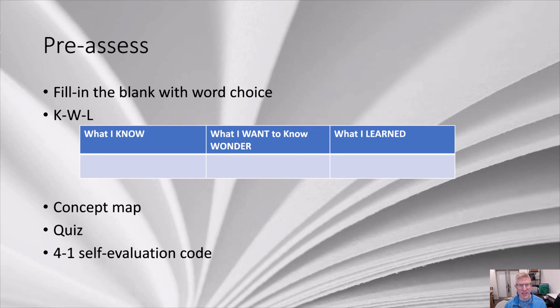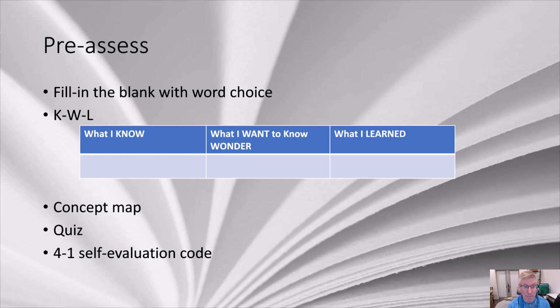So there are many ways to pre-assess. Fortunately, they most always can be used later in the learning process as well. For example, fill in the blank can be used as a pre-assessment, and then you can use that exact same fill in the blank as a formative assessment for some or for all students. Same thing with the KWL. What do I know? What do I want to know? What do I wonder? And what have I learned?